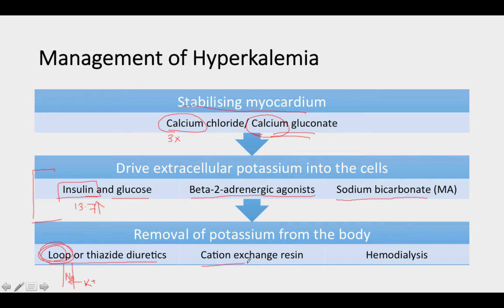The things that work a bit slower are the cation exchange resins, which are given orally. They'll stop you from getting more hyperkalemic by binding all the potassium in the gut, but they don't lower your serum potassium very well. And for patients that are refractory to medical treatment who have bad kidneys, we go to haemodialysis.